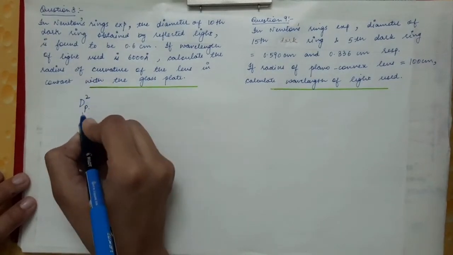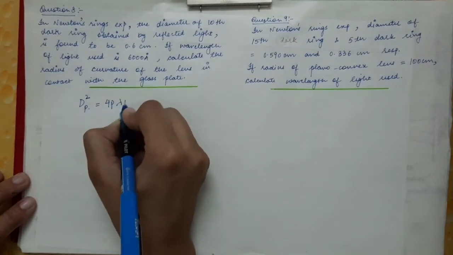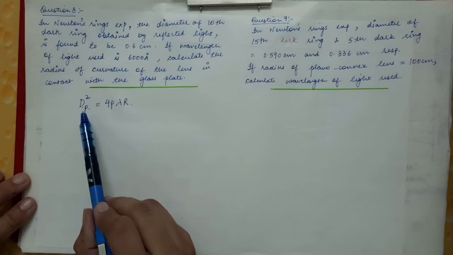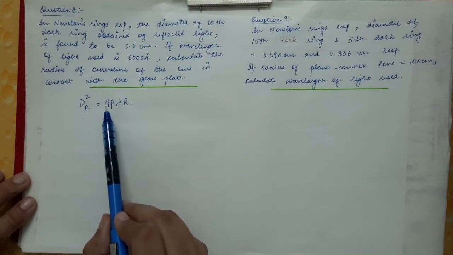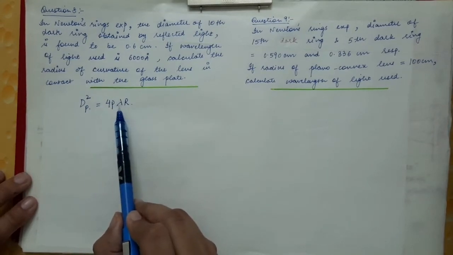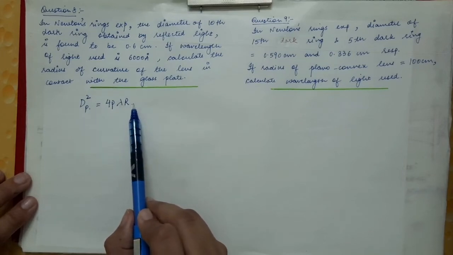It comes out to be D_p square is equal to 4pλR, where R is capital R. So we had already derived this formula for the case of the dark fringe. The square of the diameter of the dark fringe is equal to 4 times the order of the fringe, p, into λ, the wavelength of the light which is used, into capital R.